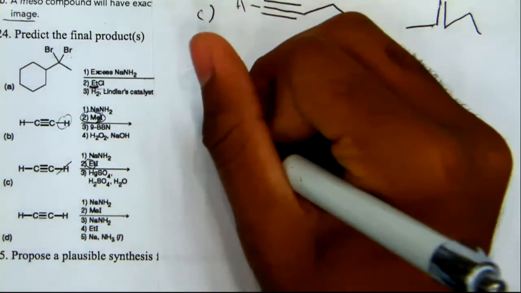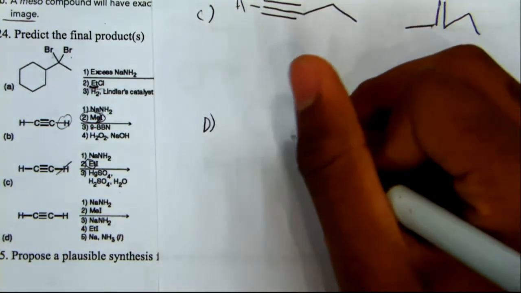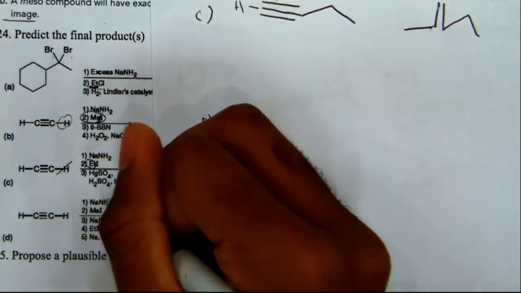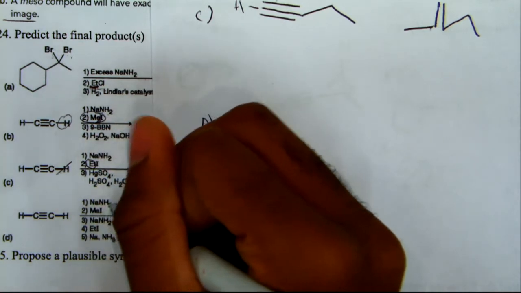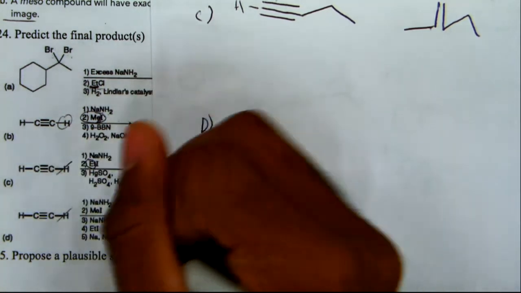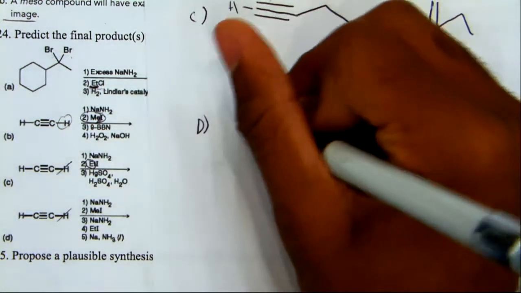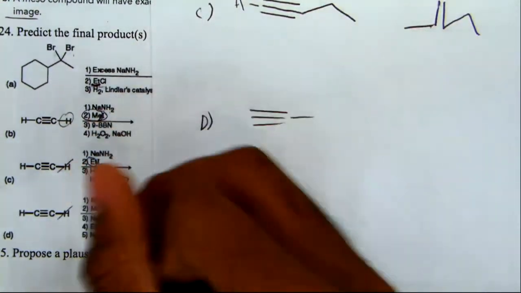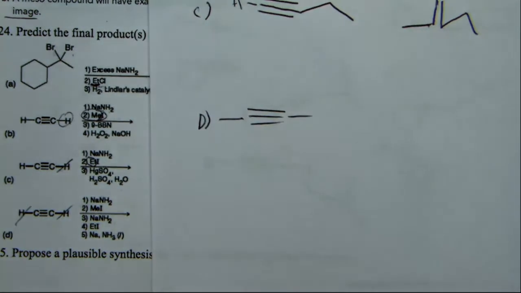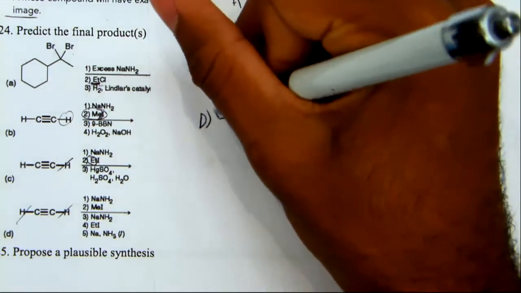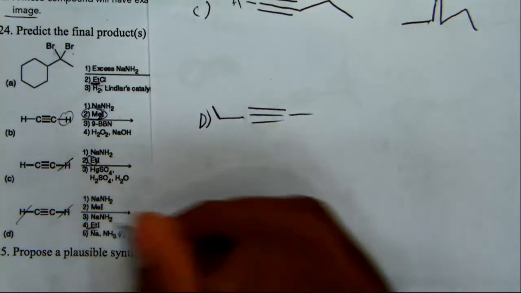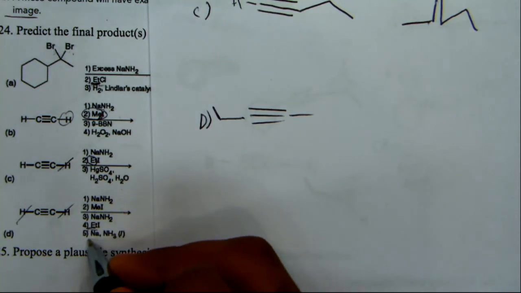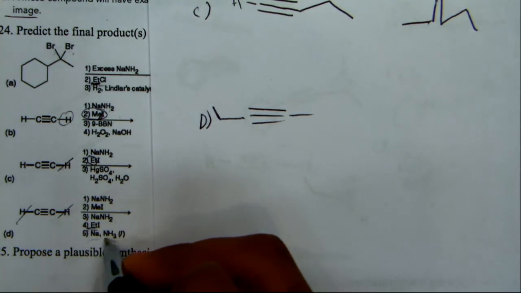For the next one, for D, we have NaNH2. So these are all just deprotonating and alkylating terminally. So that's gone. Add some methyl. So we had this triple bond, methyl. Deprotonated this other hydrogen, that's gone. Added a methyl again. Oh wait, no, that's an ethyl, whoops. Added this ethyl. And then we have sodium and liquid ammonia.